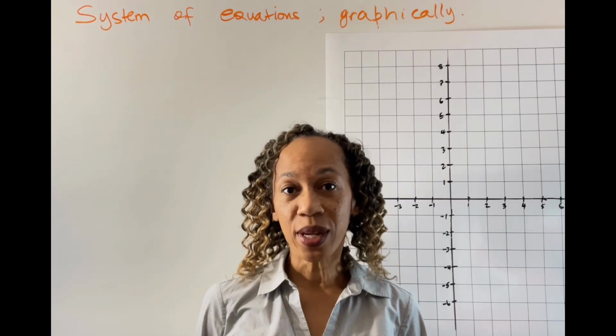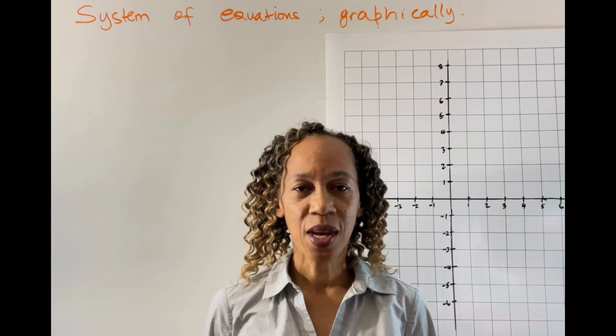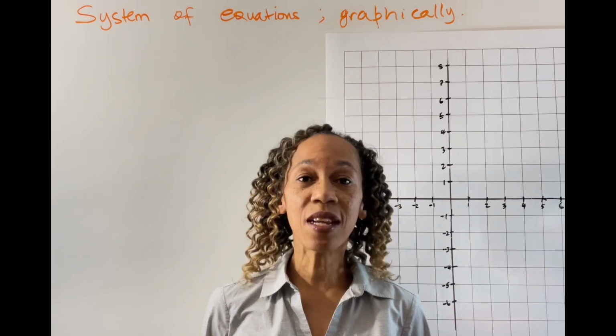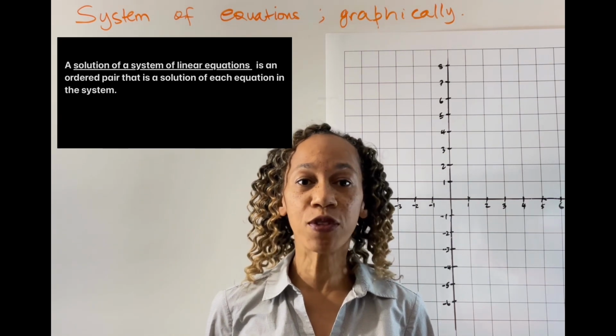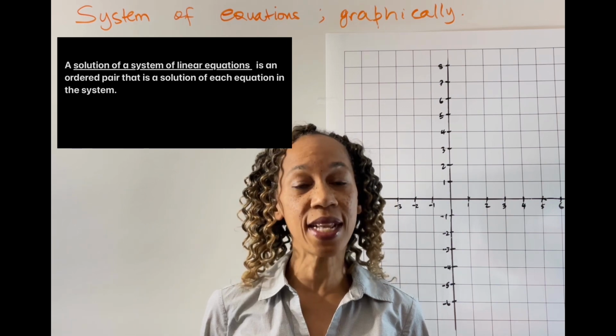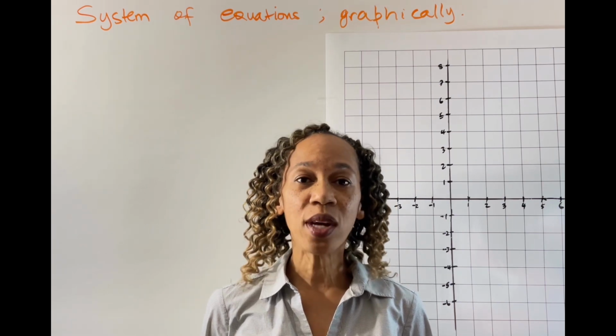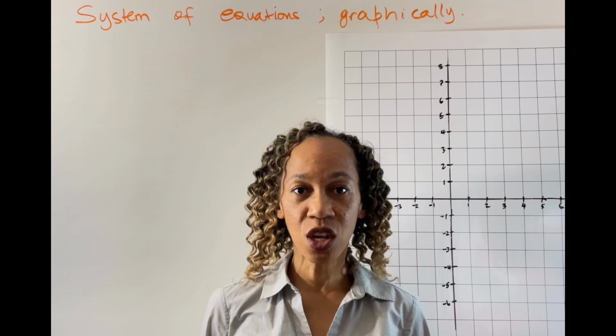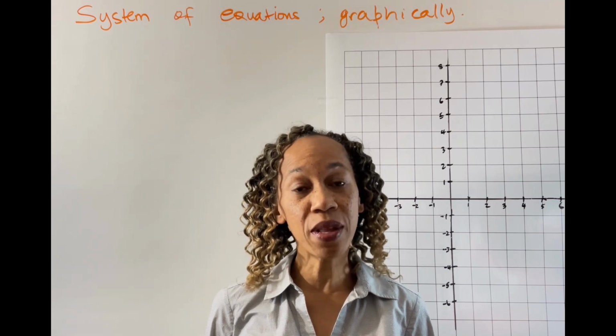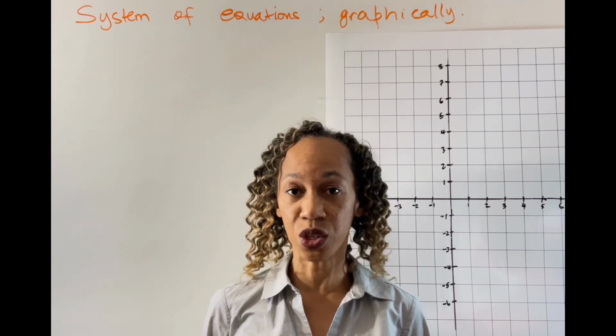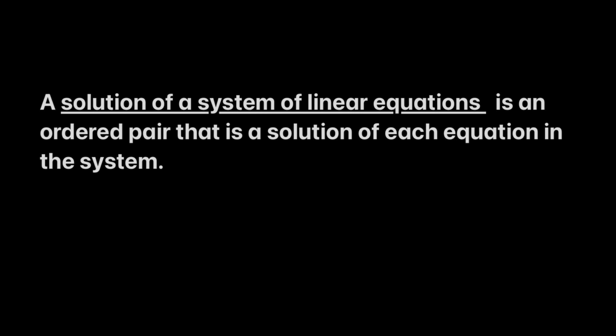Today we are going to deal with systems of linear equations. Now, what is a system of linear equations? A system of linear equations is a set of two or more linear equations in the same variable. And once you have a system of linear equations, usually you have a solution, but there are cases when there is no solution. Usually, a solution of the system of equations is an ordered pair that is a solution of each of the equations in the system.